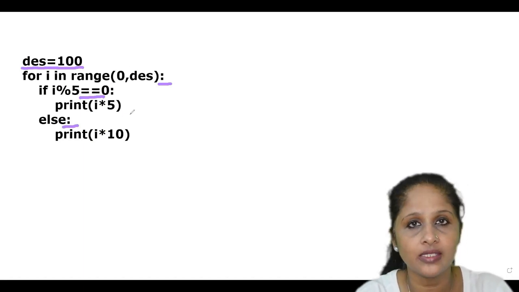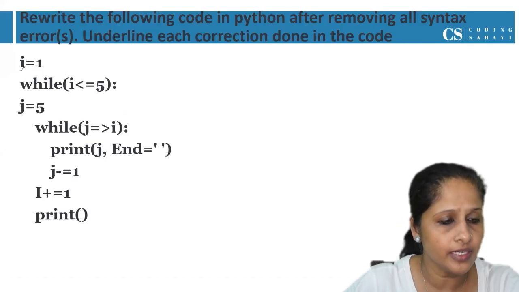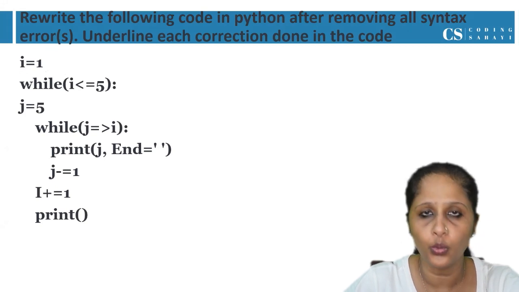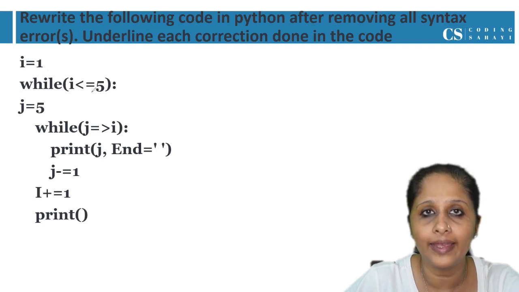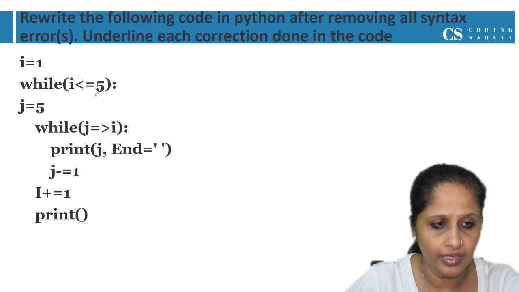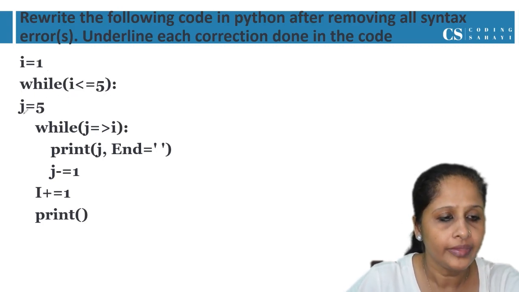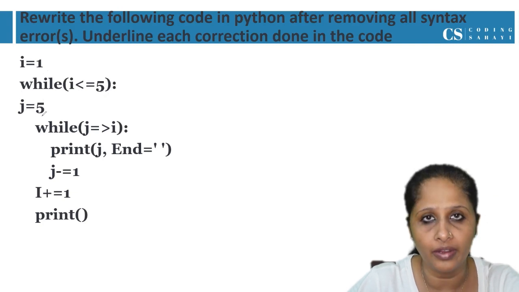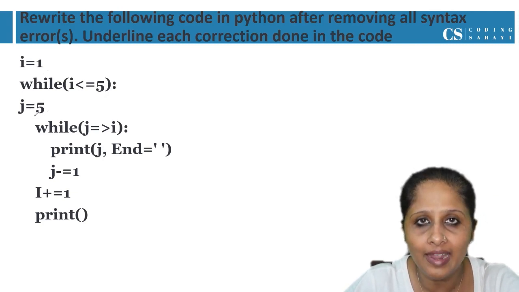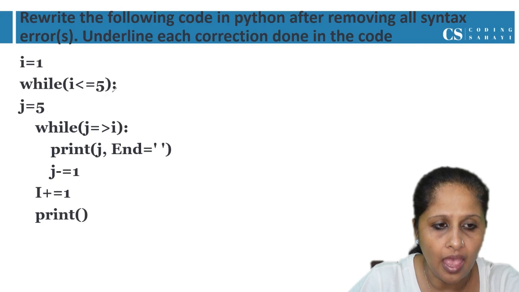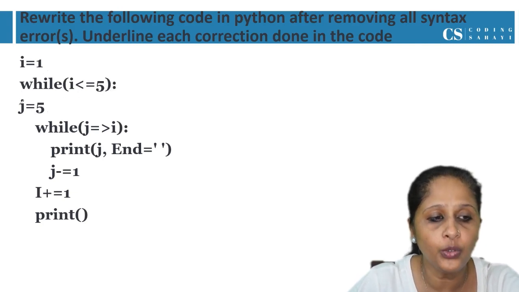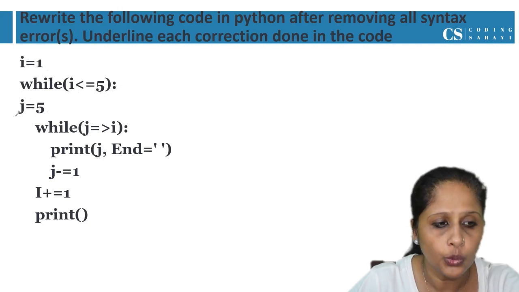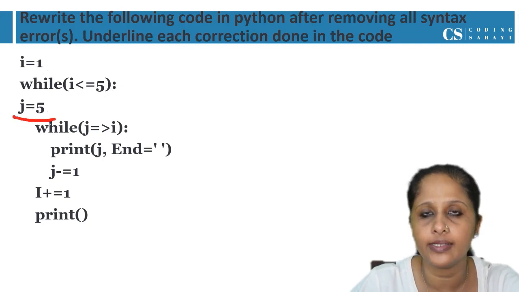Let's solve the next problem. So this is our next question. So here I equal to 1, no error. While I less than or equal to 5, colon. Is there any error in this line? No, everything is proper, no problem. Then we have j equal to 5. Is there any error in this line? Yes, actually after while, for and if, else, we have to give indentation, right? So here indentation is not given, so that is the error.